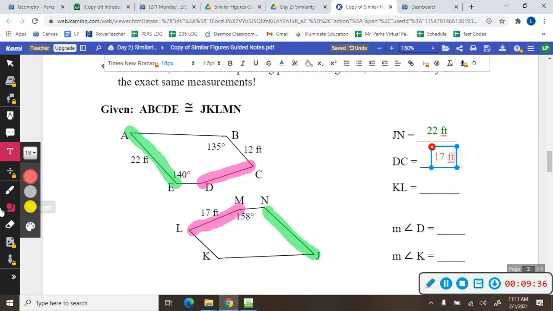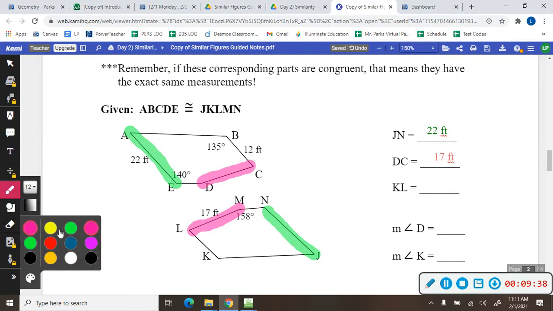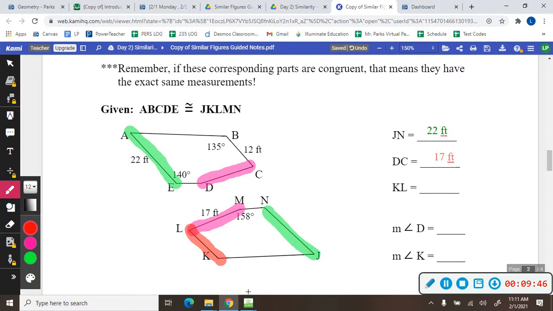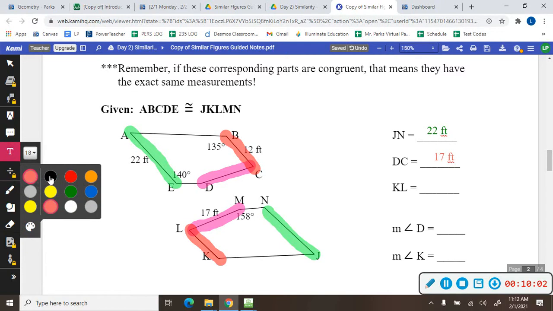They ask about KL. KL is right here. So KL would be 2nd to the 3rd position, so it's going to be congruent to 2nd to the 3rd BC. So it would be congruent to this. So KL is equal to BC, which is 12.